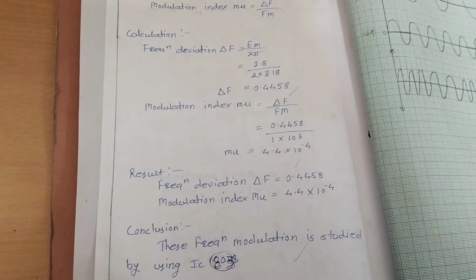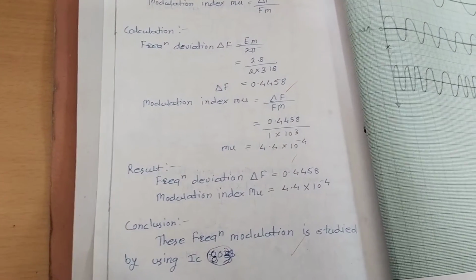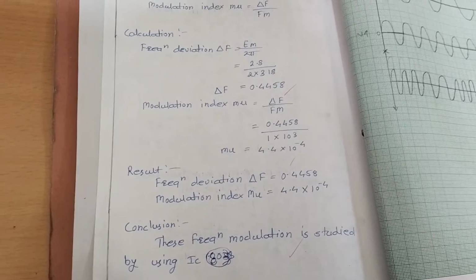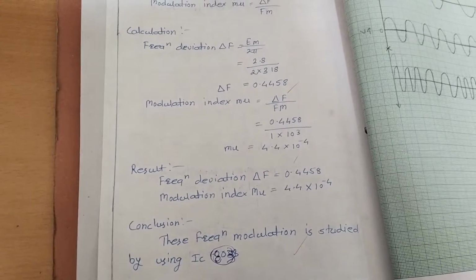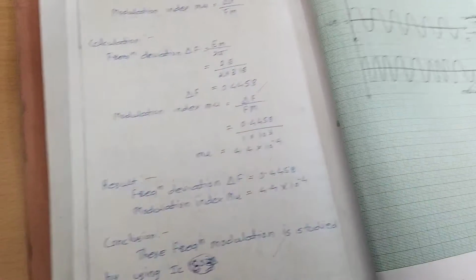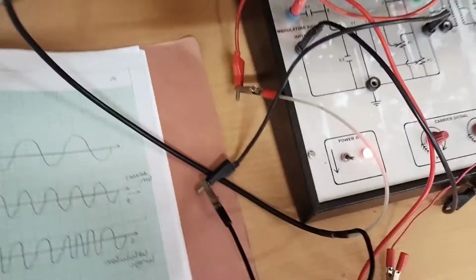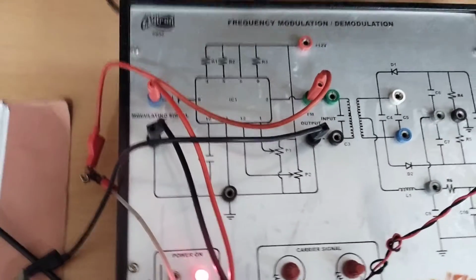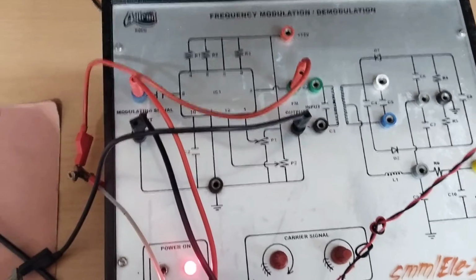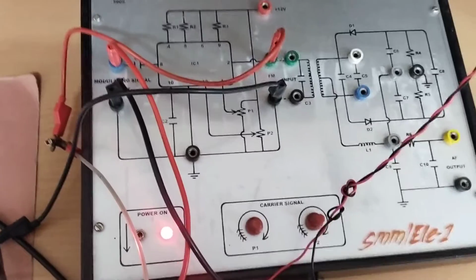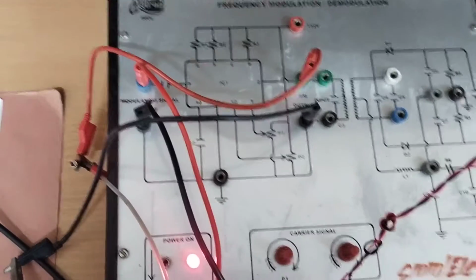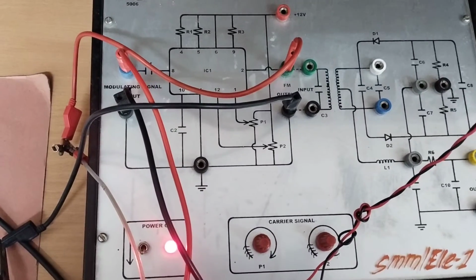The conclusion of this experiment is that frequency modulation is studied by using the IC 8038. In this experiment, the IC used in the trainer kit is 8038. In this way, this experiment is successfully done in our laboratory.